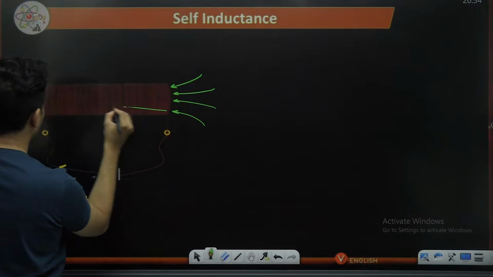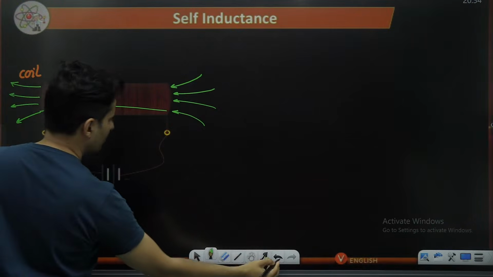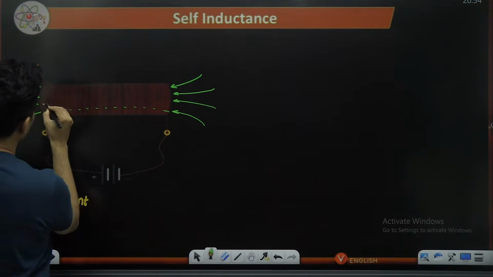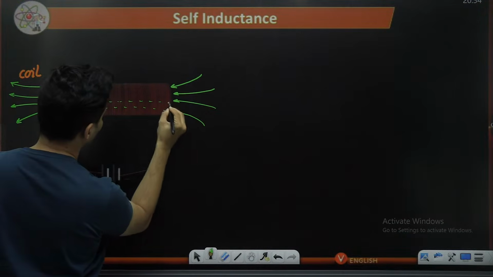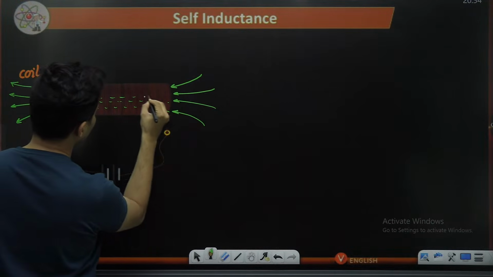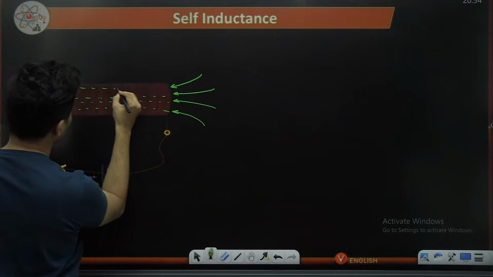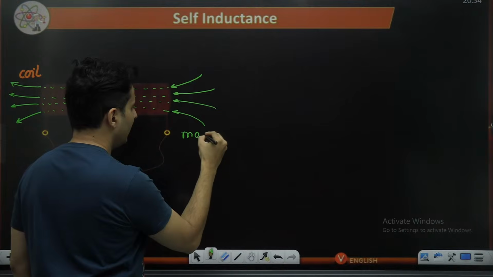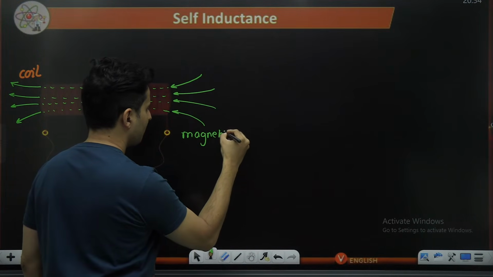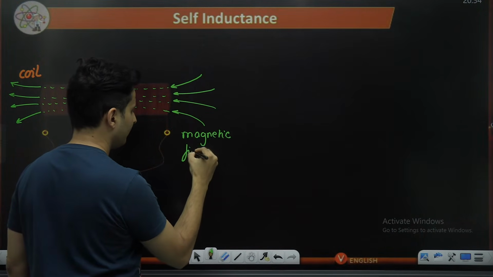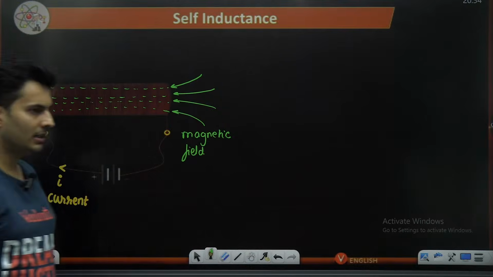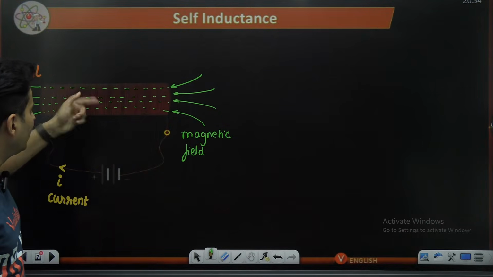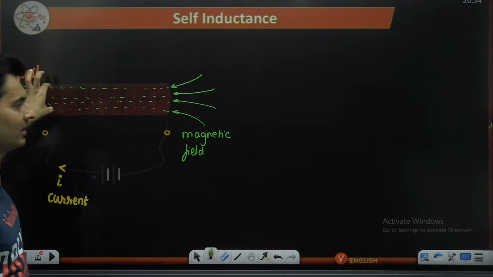And yes, the same field lines will continue over here. So might as well think of it like this, dotted line, because it is inside the coil. The same field lines will go like this. Okay. So this is the magnetic field due to the current. When this magnetic field passes through the coil, it will produce a magnetic flux within the coil.